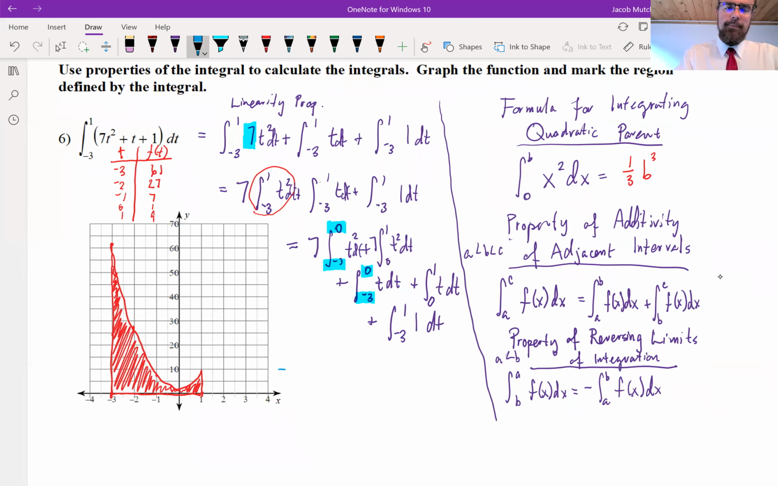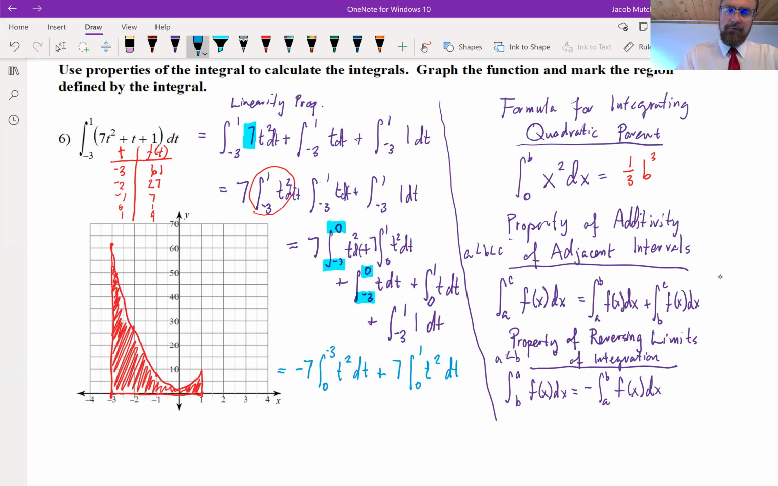So my next step, and I'll put it in the light blue so it's distinct from our properties. So this 7 from -3 to 0 of t squared dt is going to become -7 of the integral from 0. So see, I switched that with the -3 of t squared dt. The second integral is fine because it's 7 from 0 to 1 of t squared dt.